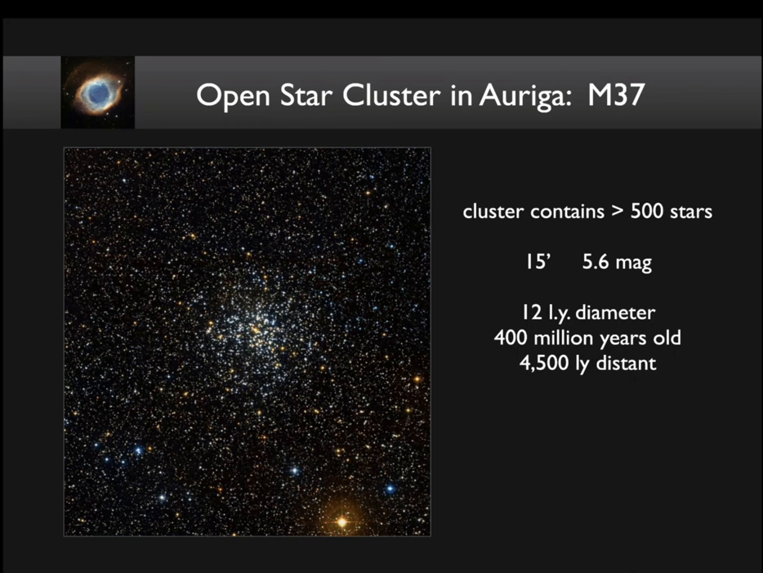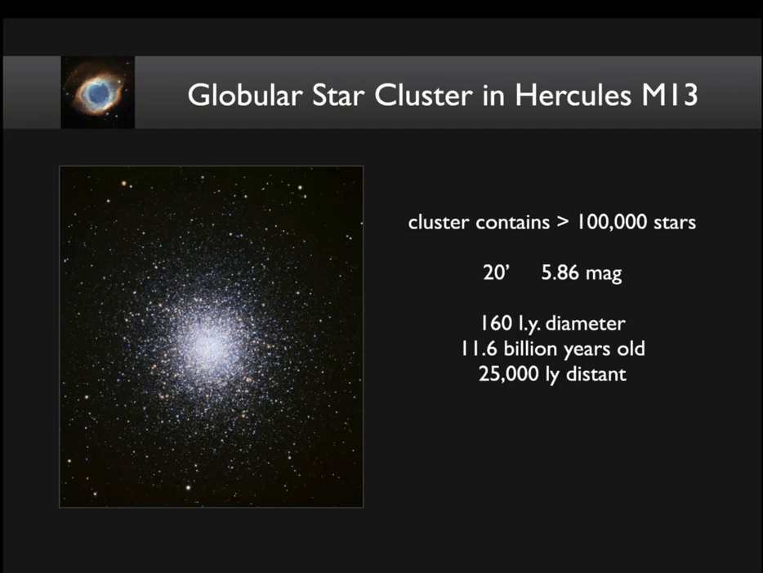These open star clusters, again, are in the plane of our Milky Way galaxy, and that's why this image is just filled with stars. It's because we're looking along the plane of our Milky Way, and so a lot of those stars are just foreground or background stars. Open star clusters are relatively young. This one's about 400 million years old, which sounds old, but when we compare it to globular star clusters in this next picture, globular star clusters formed about the time that our Milky Way galaxy was forming, so in this case about 11 billion years ago.